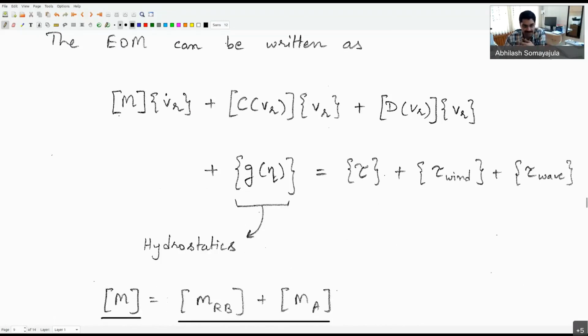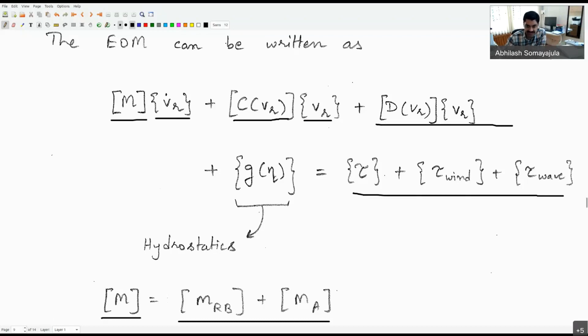It's not simplified in terms of the physics it captures, but at least in notation, I don't have two matrices. I'm representing it as a single matrix now. So some mass matrix which combines the total mass plus the added mass times V dot, plus the Coriolis matrix times V, plus the damping matrix times V, plus hydrostatics is equal to my external forces.